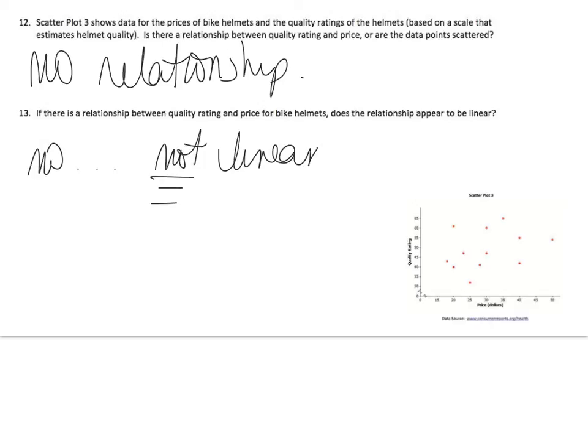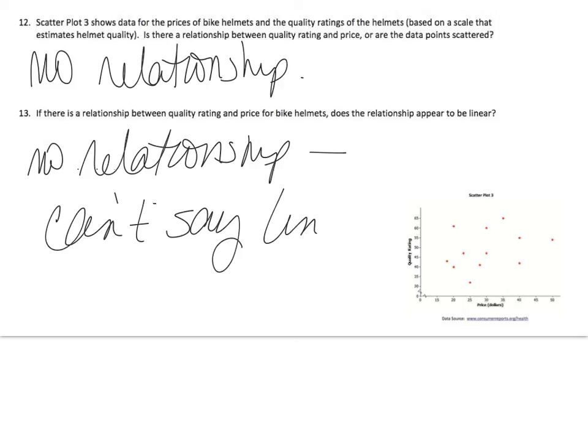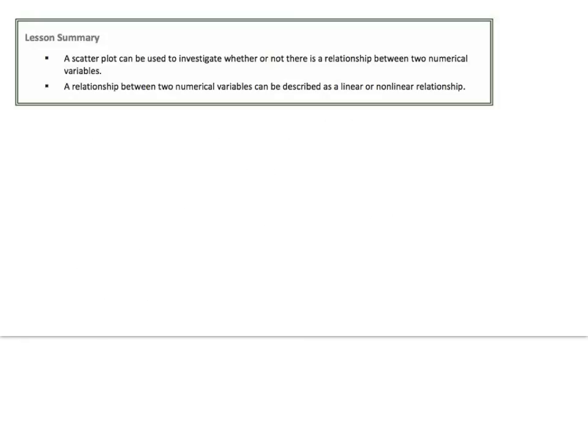right? So if there's no relationship between quality rating and price, then it doesn't make any sense to say the relationship is either linear or not linear. So actually I'm going to erase that, because if there is no relationship, you can't say if it's linear or not, because there's no relationship. Okay, that was pretty awesome.